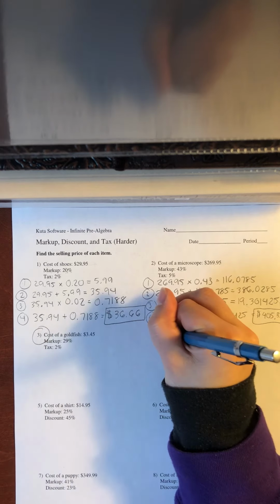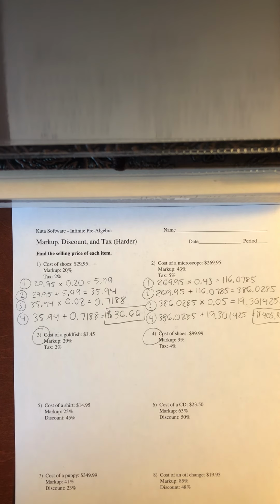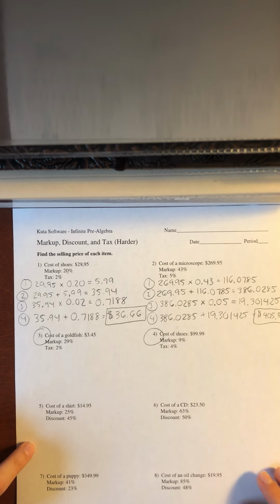These two are going to be practice problems for you to do. It's part of your assignment. We're going to jump to number 5 now. This is a little bit different because now we have a markup and then we have a discount. So the cost of the shirt is going to be marked up 25% and then it's going to be discounted, which happens a lot in stores. They'll mark things up, mark things down.